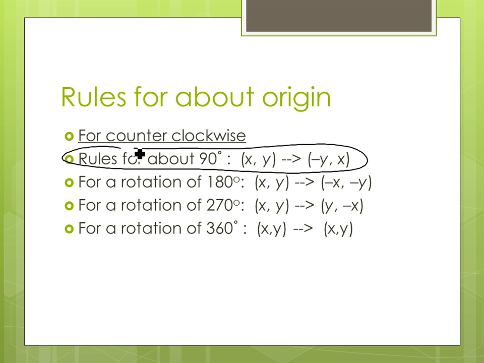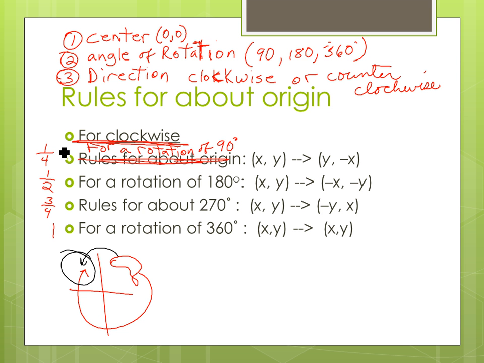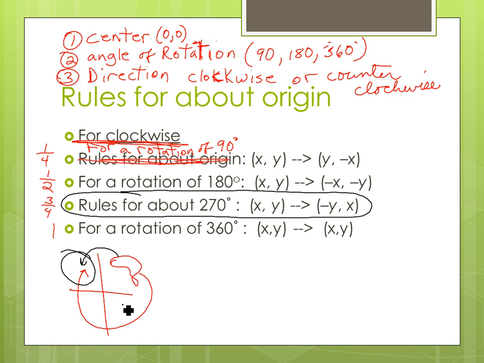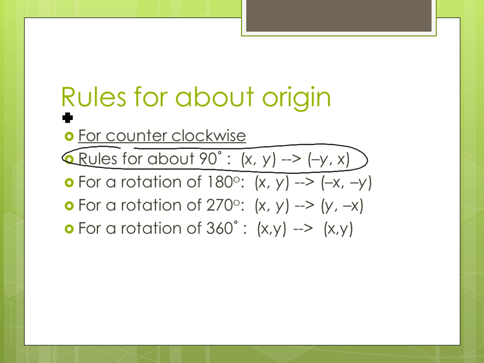If I flip back, it says XY goes to negative YX. You switch the X and the Y coordinates, and you take the opposite of the new first one. Well, if I go back and you look right here at 270, it's the exact same thing because of what we said down here. So these are the rules for that, and again, a lot of the rules are the same.